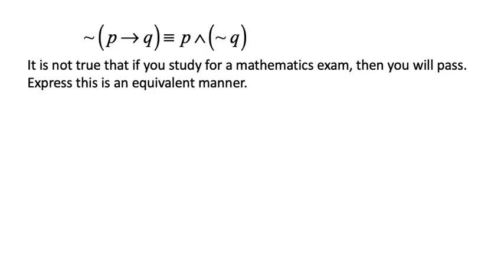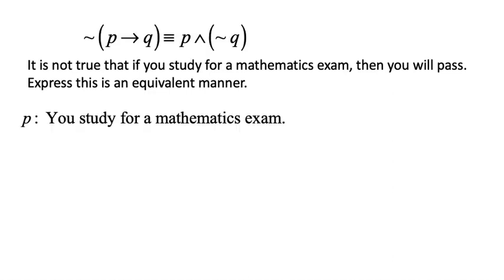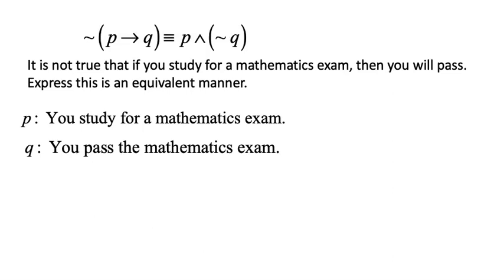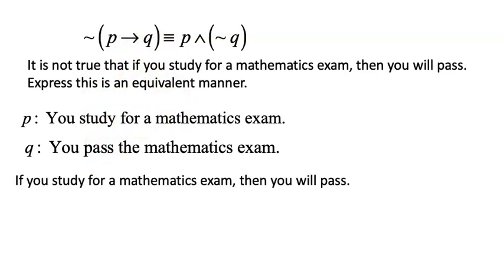So what are our events here? What are our statements? P is a statement that you study for a mathematics exam. Q is a statement you pass the mathematics exam. So if you study, you will pass is P implies Q, but we want to go with the negation of that. Again, if you study for a mathematics exam, then you will pass. If that is our statement, that is P implies Q. That is if P, then Q. How do I negate that?